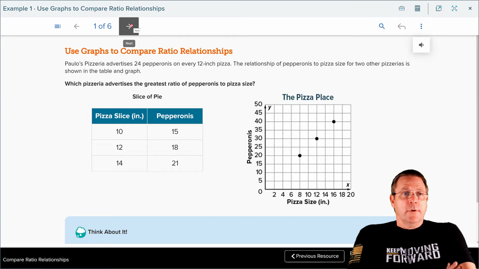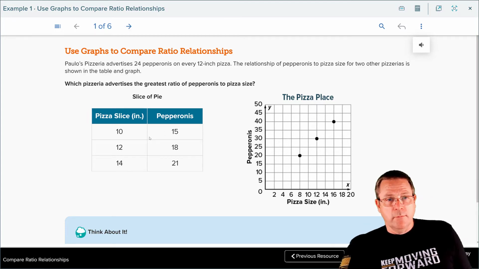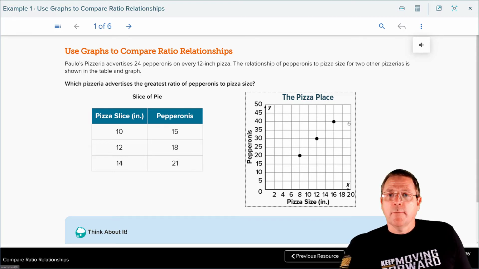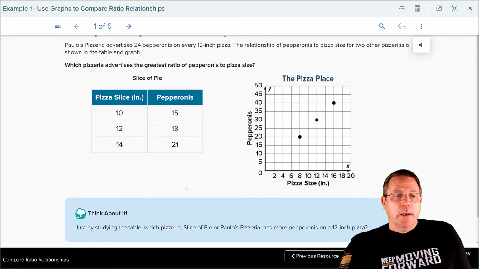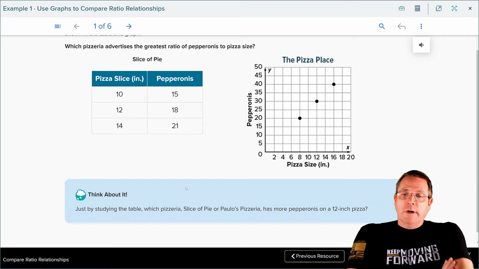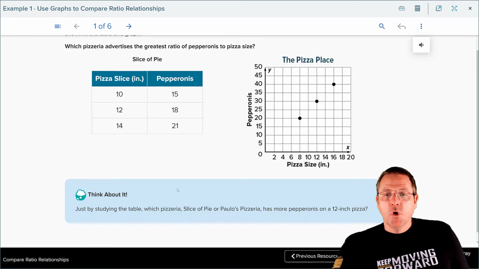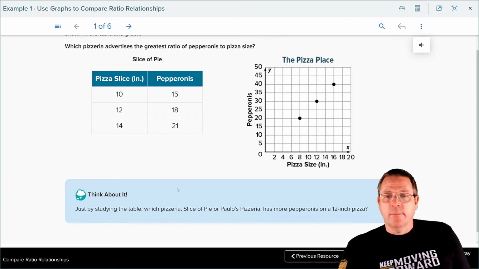So you have Slice of Pie Pizza, which is your second one that you see right here on the ratio table. And then you have the Pizza Place, what a really lame name for a pizza place, shown on a graph. You need to study the three and figure out the best way to represent the data so that you can determine who is going to have the most pepperonis on the pizza.